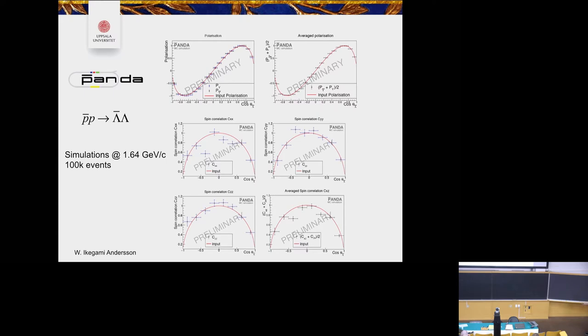Here are spin correlations. There is a dip for this data point, but this particular point is reflected by a region in the detector which has very low acceptance. So this should be done with much higher statistics. This was done with 100,000 events.